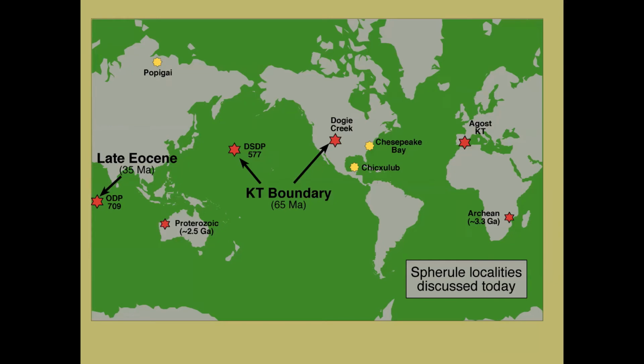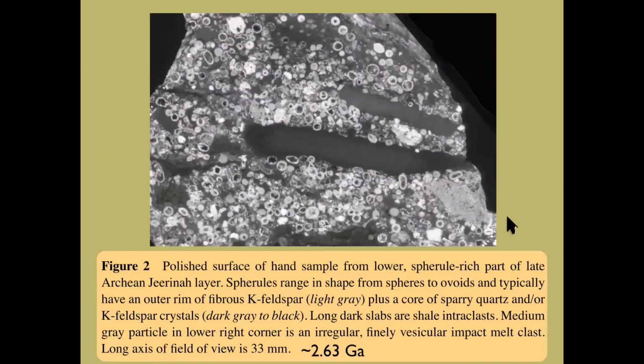Okay, so now I see I'm hitting 30 minutes here, so I'm just going to briefly go through the last few slides, show you the Proterozoic and the Archean stuff. This is one of these Proterozoic spherule beds. It's 2.6 billion years old. This is a hand sample that's been sliced and polished, and this is 33 millimeters across, so the larger spherules here are on the order of a millimeter in size. These are larger than the Cretaceous-Tertiary boundary ones.